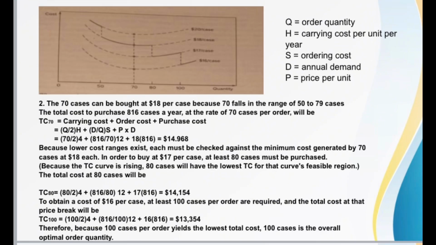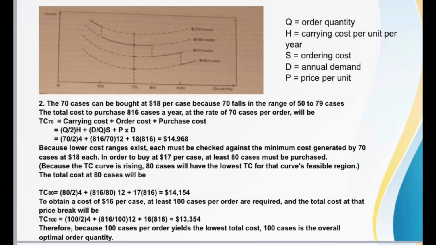The TC for 70 cases is carrying cost plus order cost plus purchase cost. If you total them, the result is $14,968, because a lower cost range exists. Each must be checked against the minimum cost generated by $17 each. In order to buy at $17 per case, at least 80 cases must be purchased because the total cost curve is rising. 80 cases will have the lowest total cost for the curve's feasible region.